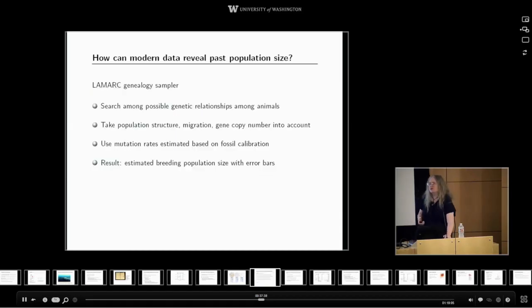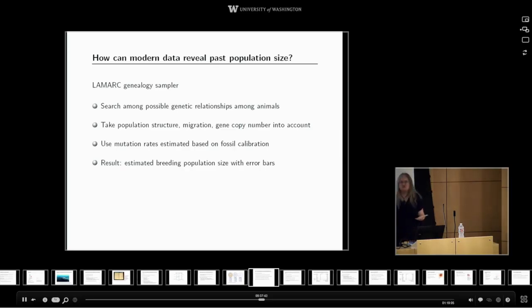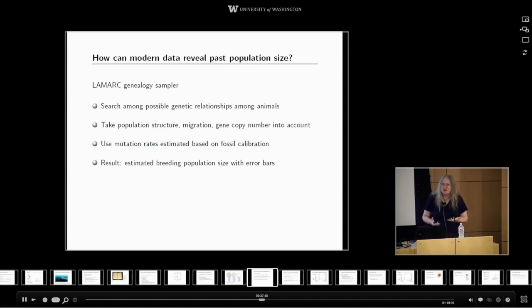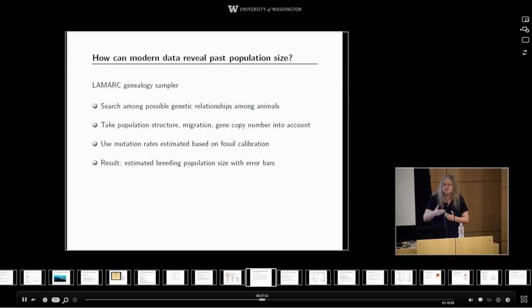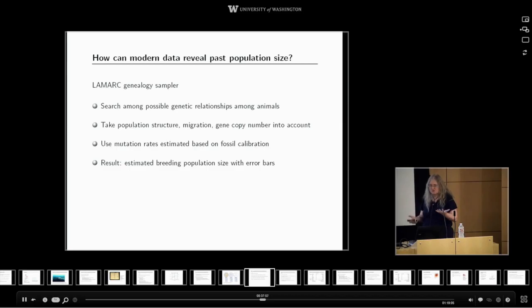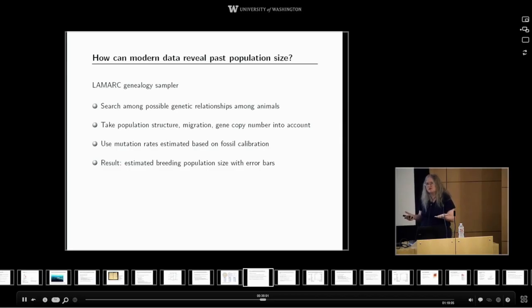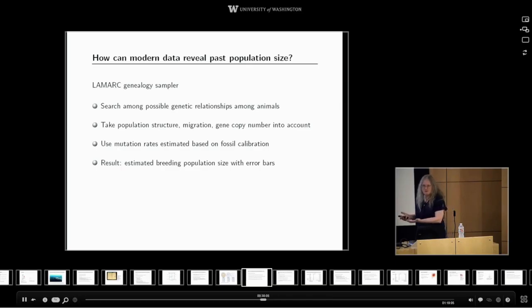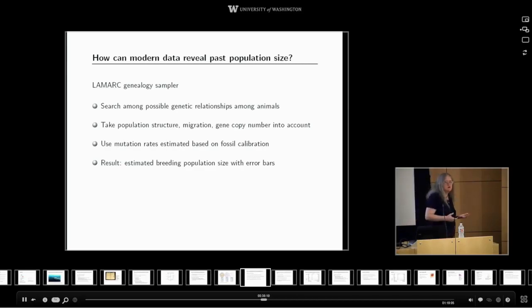We use software written in my lab, the Lamarck genealogy sampler. It looks at many, many hypotheses for how the sample of whales was related for each of these genes. It takes into account the population structure, the division between the Atlantic and Pacific, the North and South Atlantic, and gene flow among those populations, the number of copies of each gene in the population, which varies, as I mentioned, between regular genes, X-linked genes, mitochondrial genes. It uses mutation rates that were estimated based on fossil calibration.